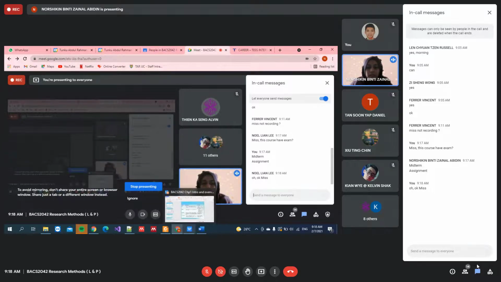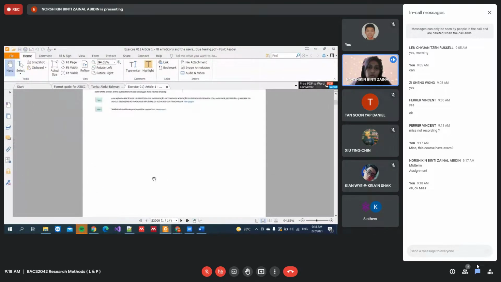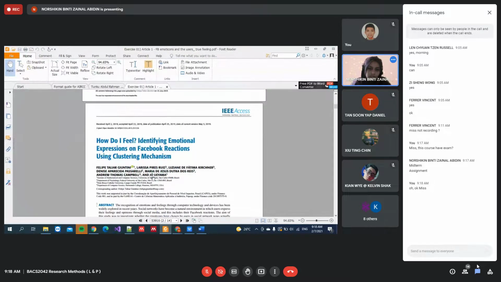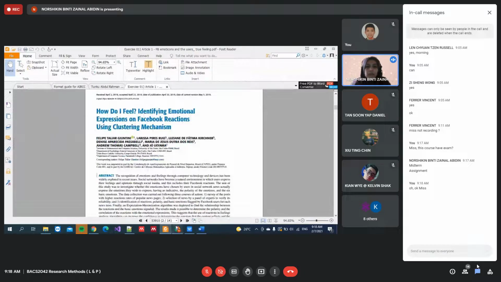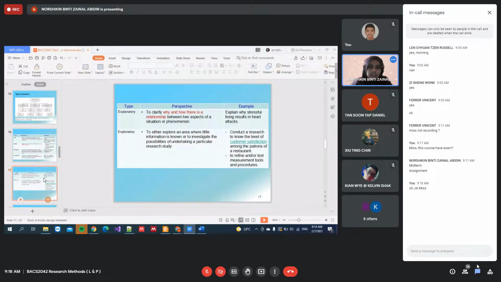So maybe in your test or midterm, they will give you something like this, any article, and then they will ask you what is the type of research of this article. So you need to classify what type of research it is. I'm not saying that they will ask you, but you have a midterm, and I think it's quite important for you to know this type of research. Maybe they will ask you what is the type of the research conducted.